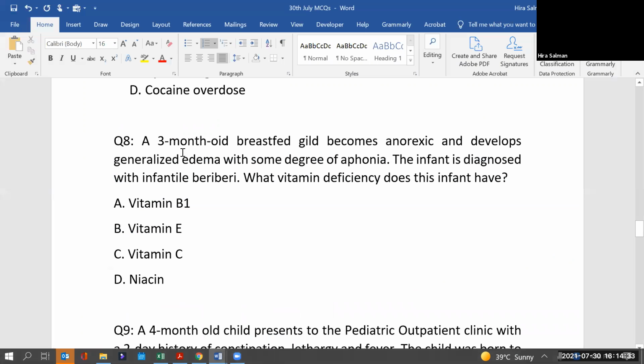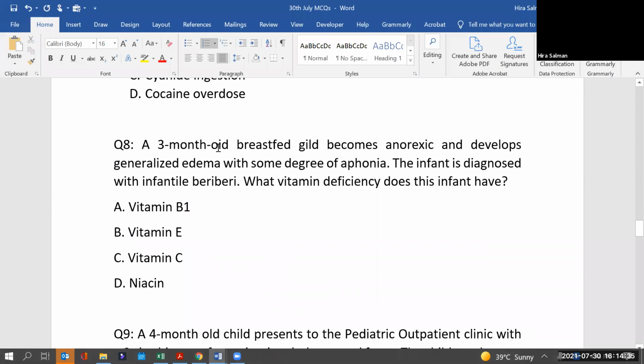So here the question says, a 3-month-old breastfed girl becomes anorexic and develops generalized edema. Whenever it says generalized edema, we will always think about protein deficiency, because whenever it's localized to the limbs only or gravity assisted, we will always think about congestive heart failure, something related to the heart. But whenever it says generalized edema or particularly periorbital edema, always think about protein deficiency or something related to kidney dysfunction with some degree of aphonia.